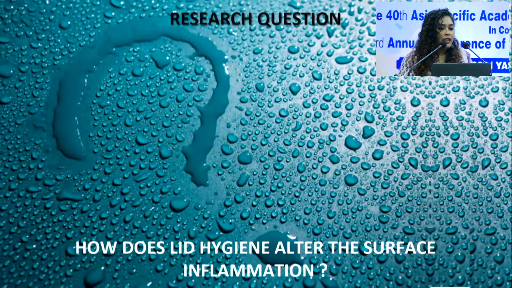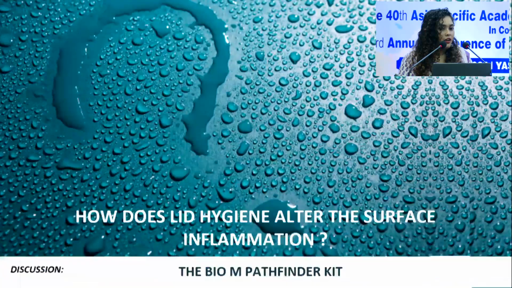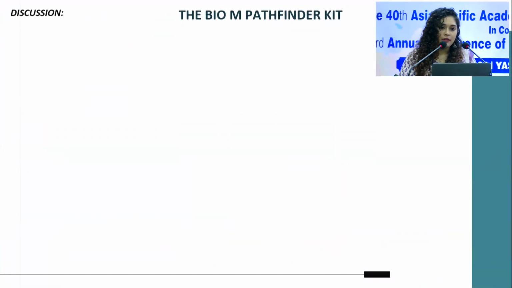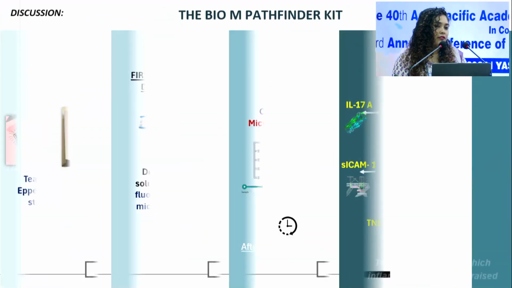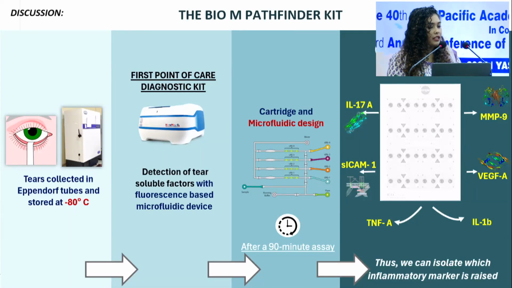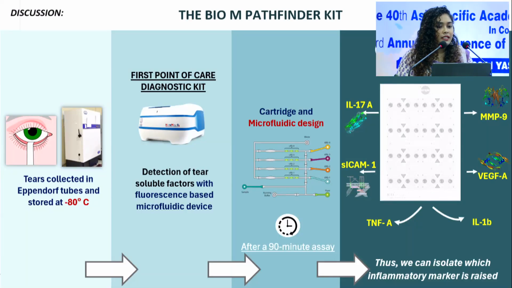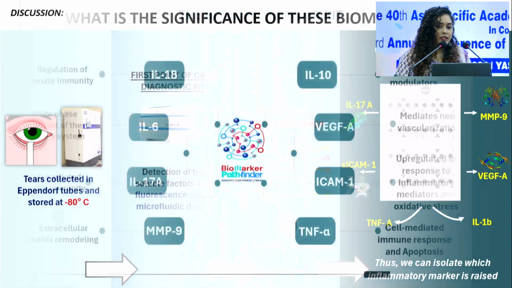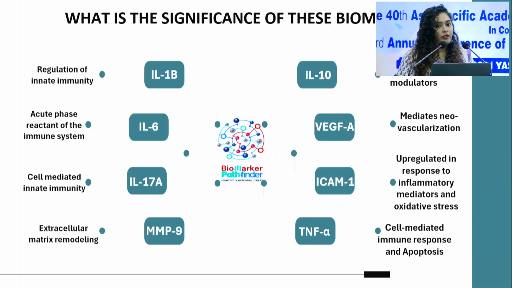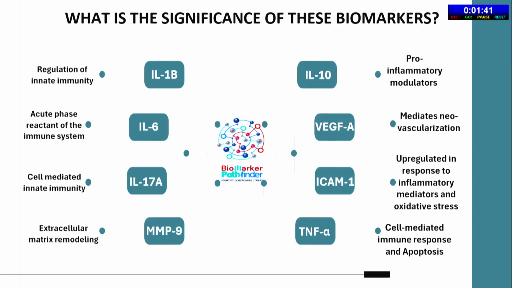So we went back and we assessed the tears of all of these participants using the BioM Pathfinder kit, where we collected the tears in Eppendorf tubes and stored them at minus 80 degrees Celsius. The BioM Pathfinder kit basically detects the tear-soluble inflammatory markers with a fluorescent-based microfluidic device. And in just 90 minutes, it gives us the report for 8 inflammatory biomarkers. This is a quick overview of what each inflammatory biomarker stands for.